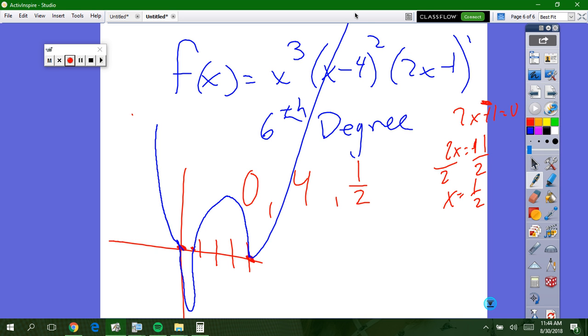Does that make sense? How we can kind of check that? Right. Can I go on? Or do you guys want to hold this for a minute so you can copy it down?